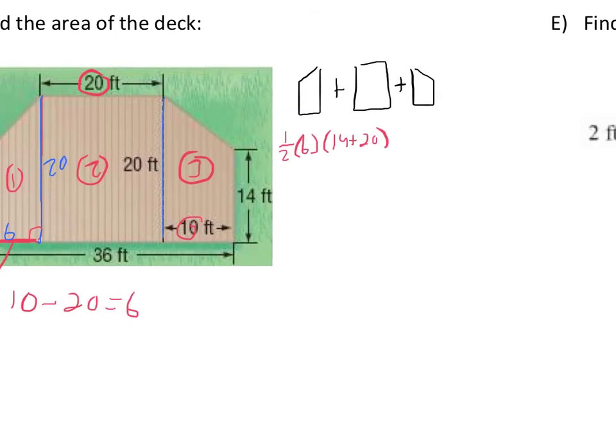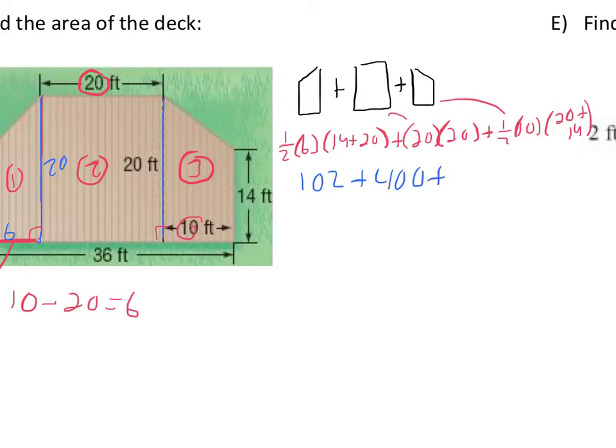We have the rectangle, which is 20 times 20. Then we have our last trapezoid, where our height is 10, because here's our right angle, times the sum of the bases, which is 20 and 14. And our first shape gives us an area of 102, our second shape an area of 400, and our third shape an area of 170, with a combined area of 672 feet squared.